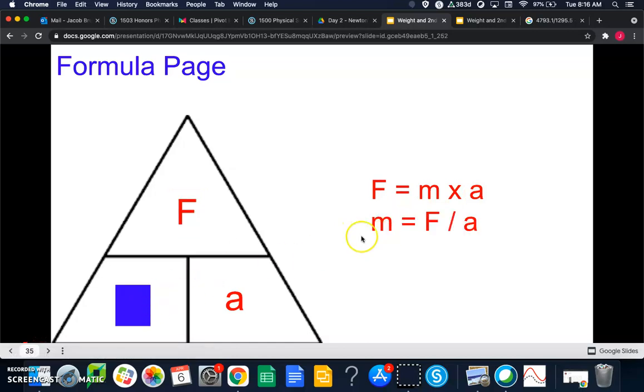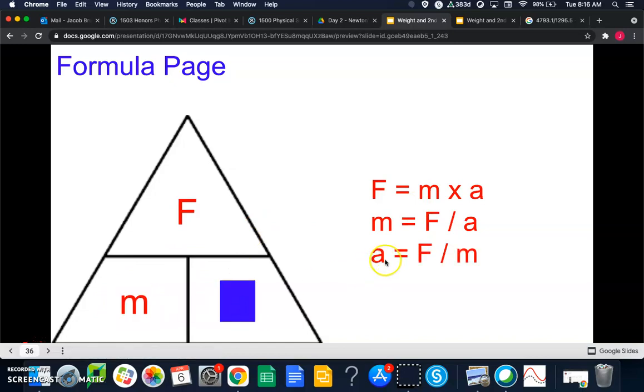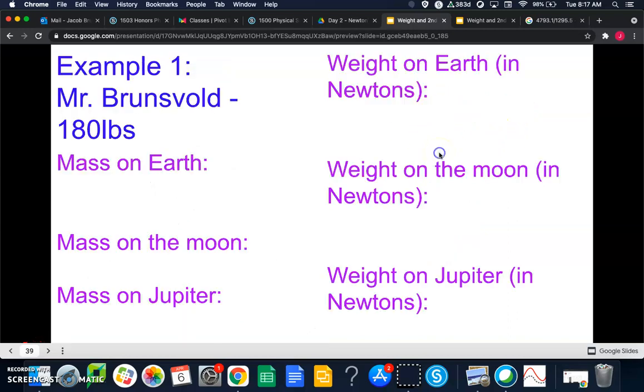Okay, if we cover up m, we get F divided by a. We're not actually going to use this formula today, but it's important to know that you can get 3 formulas out of this triangle. And the last one, if we cover up a, we get F divided by m. Okay, so those are the 3 formulas that you'll need to know. And then one last thing that you'll need to know today is that on Earth, 2.2 pounds equals 1 kilogram. And you'll need to know that so that you can find your mass in kilograms, or find the mass of some objects in kilograms. And we're going to use that right at the beginning here. So 2.2 pounds equals 1 kilogram.